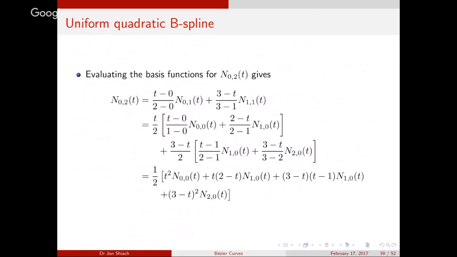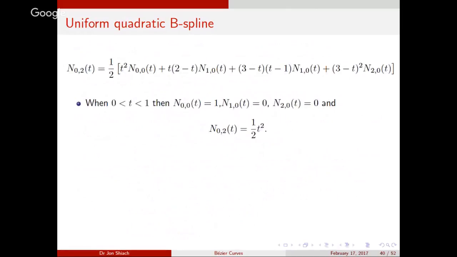Now, the values of these N's here are going to be either 0 or 1, depending on the value of t. So it kind of turns each of these terms off or on. So when t is between the first 2 knots, the knot at 0 and the knot at 1, N00(t) is just going to be 1, and the rest are going to be 0. So if that's 1 and all this is 0, we just get a half times t squared.